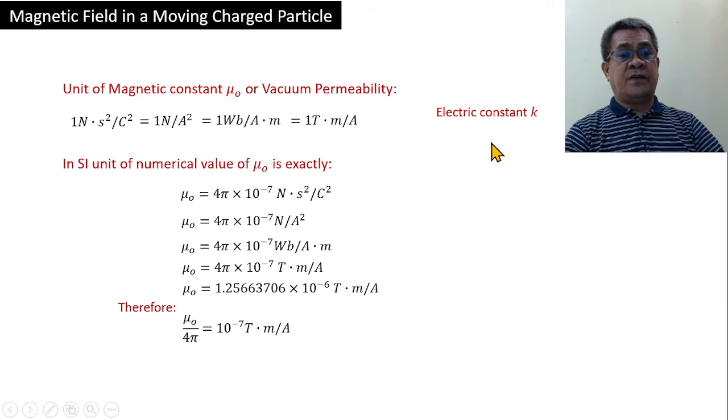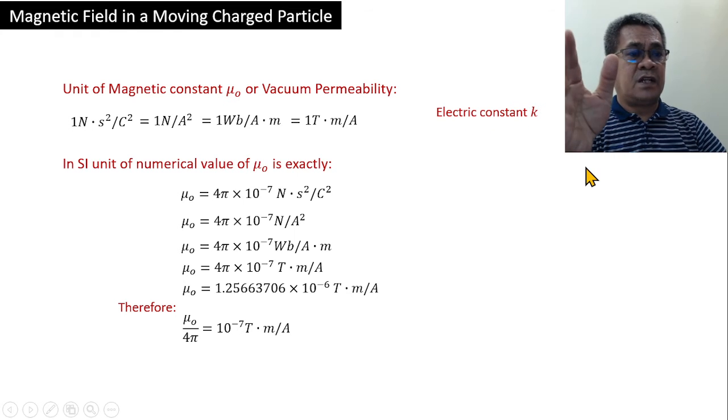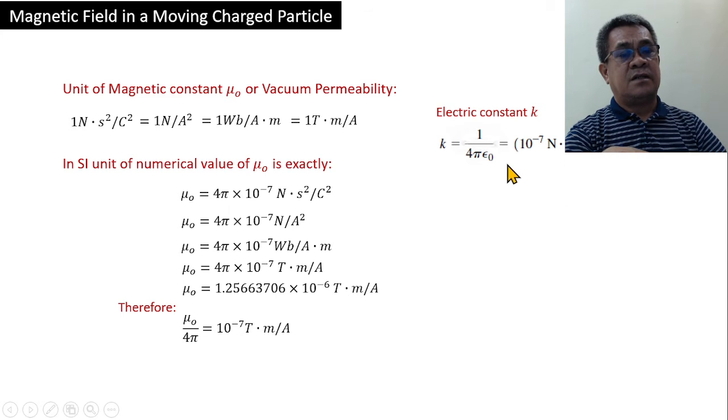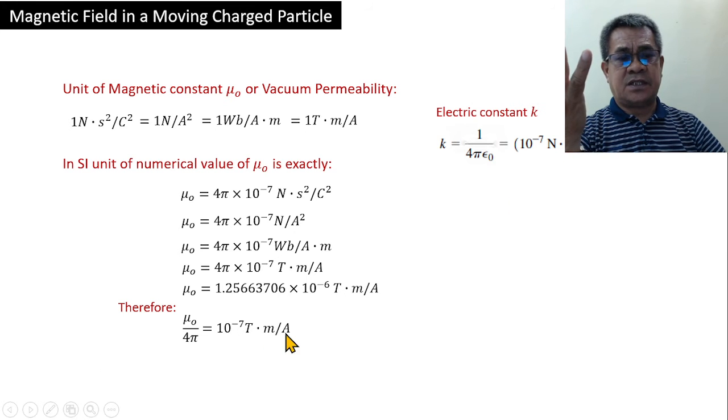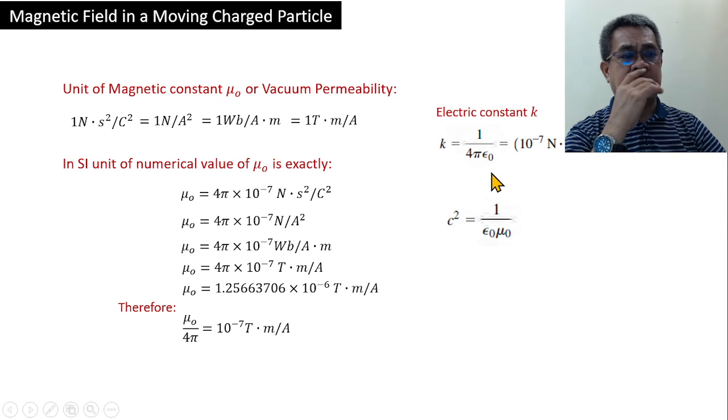So again, if we remember the idea, the electric constant is 1 over 4 pi permittivity, and the magnetic constant is 10 raised to negative 7. If you equate these two, substitute this value for the electric constant.